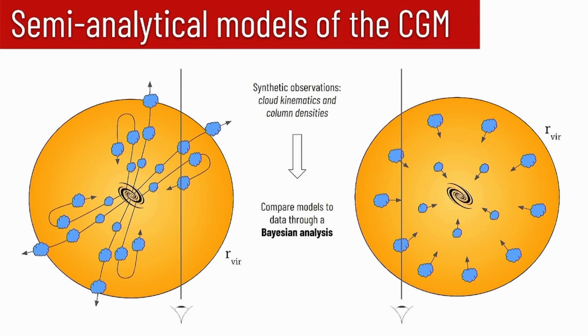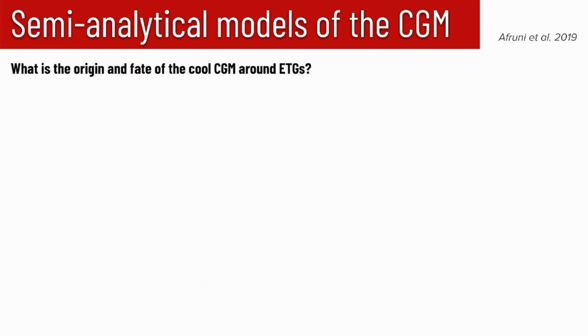Then what we did is to extract synthetic observations, and then you can get the kinematics and the densities of these clouds, and you can compare them directly with the observations in absorption that I was talking about before. And we did this through a Bayesian analysis for different samples, and then you can infer some physical properties of this gas and its connection with the galaxy itself. So the first paper I wanted to mention is a paper in which we tried to answer the question that I was raising before of why is there so much cool gas around quiescent galaxies.